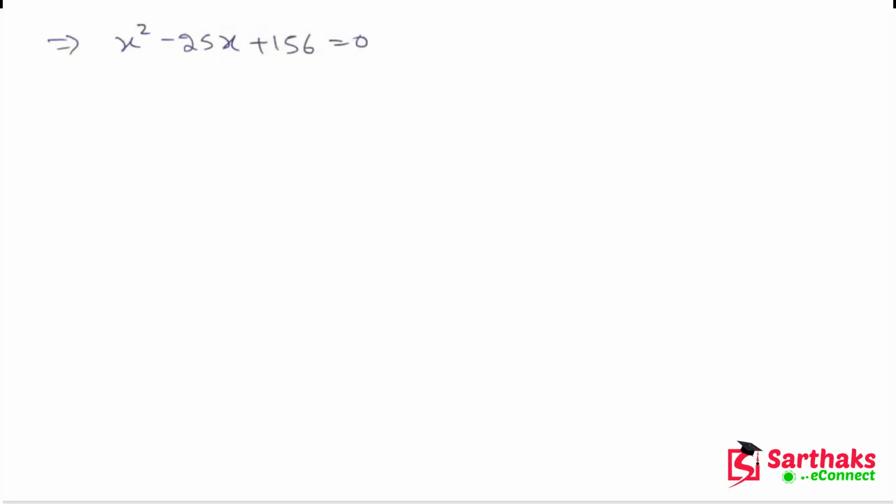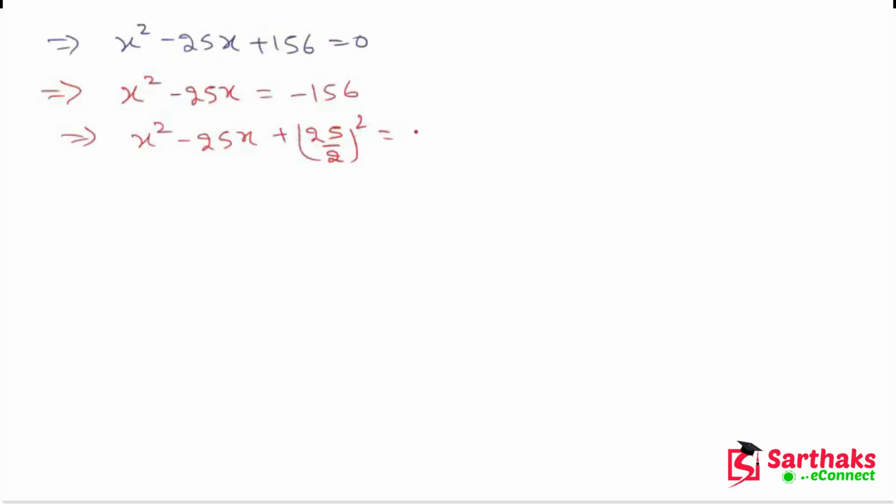So now my dear friends, we have to find the roots of this equation by the complete square method. So what is the method? This is x square minus 25x. We have to shift 156 to the RHS, so we get minus 156. Now it will become x square minus 25x plus 25 upon 2 whole square, which is equal to minus 156 plus 25 upon 2 whole square.